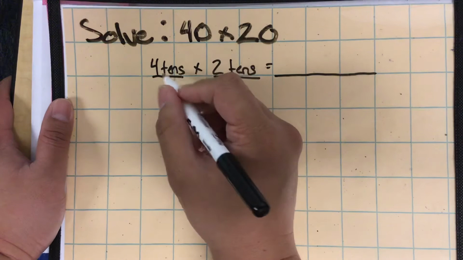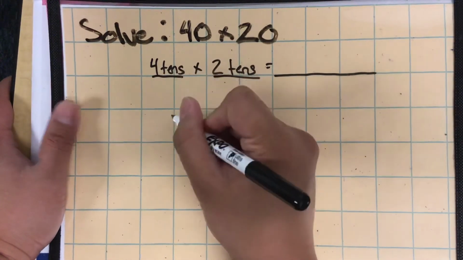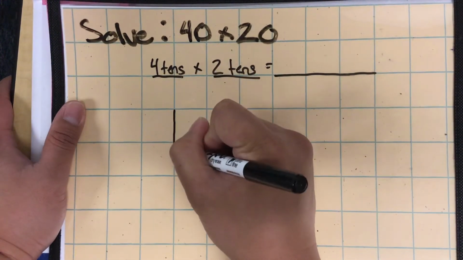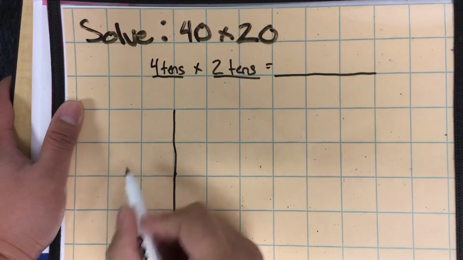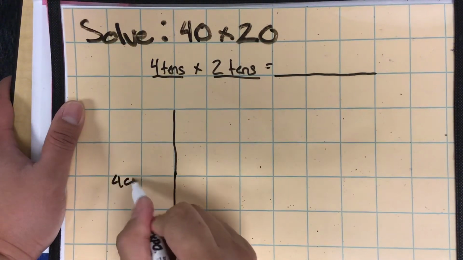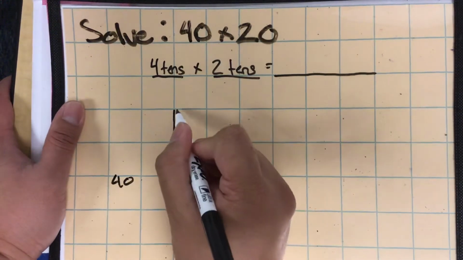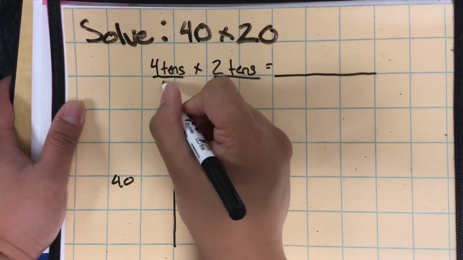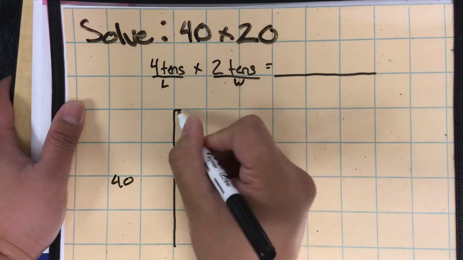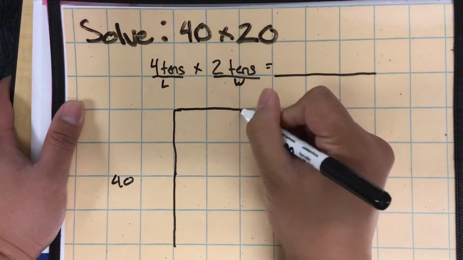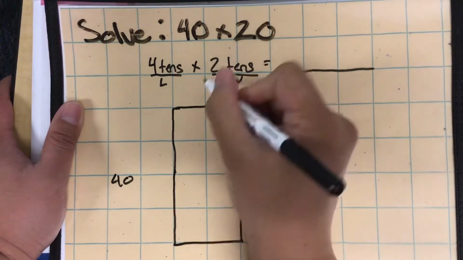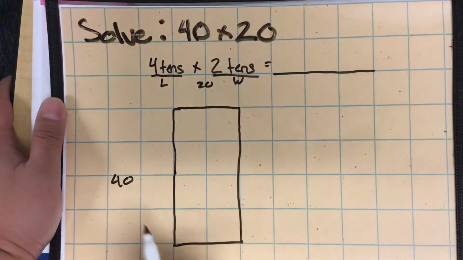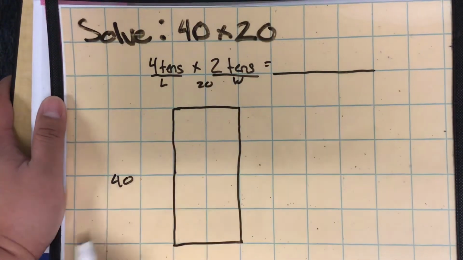So 4 tens is its length. So we're going to go downward 4 tens. 1, 2, 3, 4. So this here is 40. And all we need is our 2 tens across, because this is our length, this is our width. So we have 2 tens across. So this is 20. Now remember, this is 40 times 20.